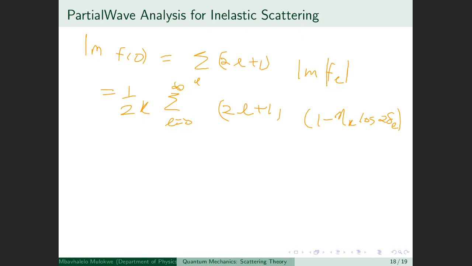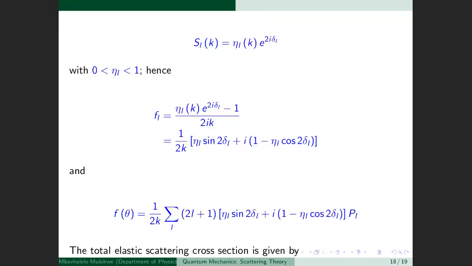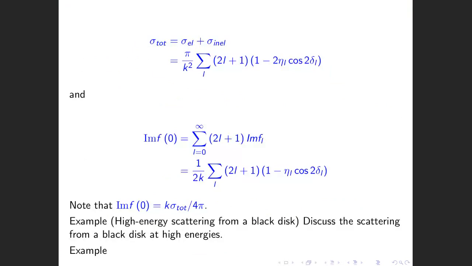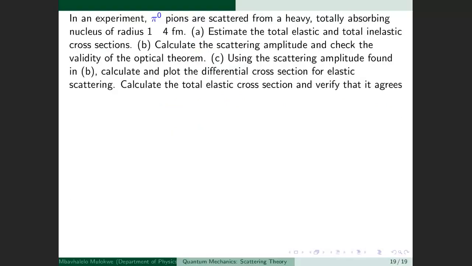Now, consider the case of total absorption. I think this might be an example that I considered. Okay, let's just look at the slides. So I gave you, in an experiment, pions scattered from a heavy totally absorbing nucleus, radius 1.4 Fermi. Estimate the total, elastic and inelastic scattering cross sections.